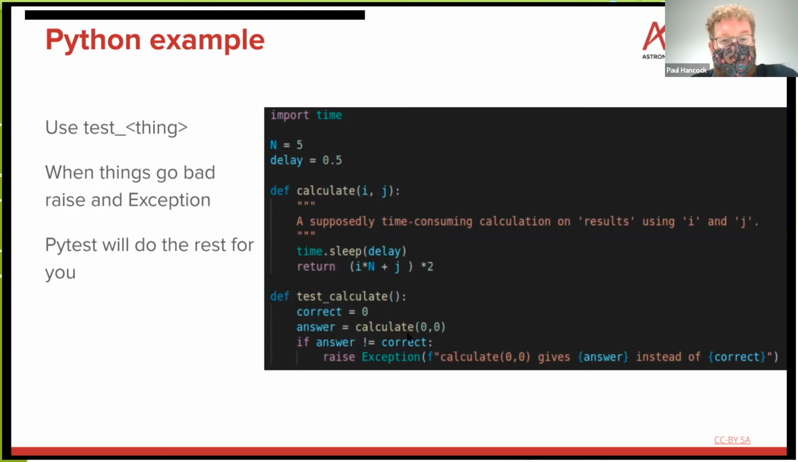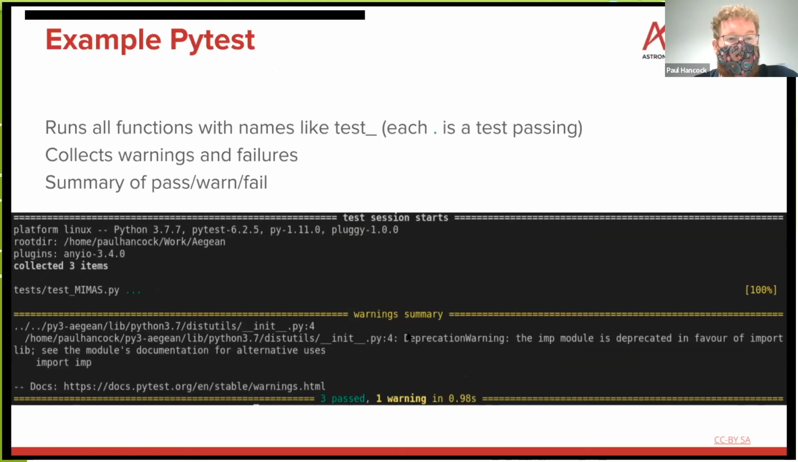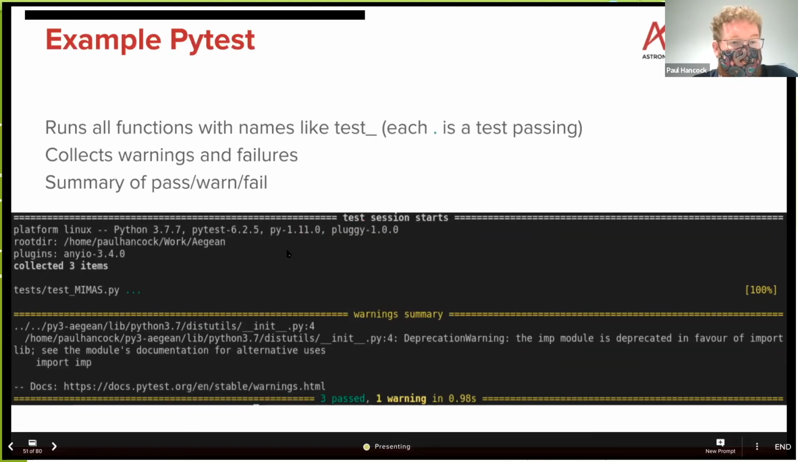So what will happen is when I run this using PyTest, this is actually for not that piece of code, for a different one. So PyTest, sorry, will run all of these functions that have names like test underscore, and it will collect all the warnings and failures, and then it will show you a summary.